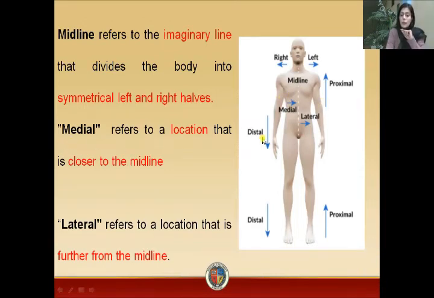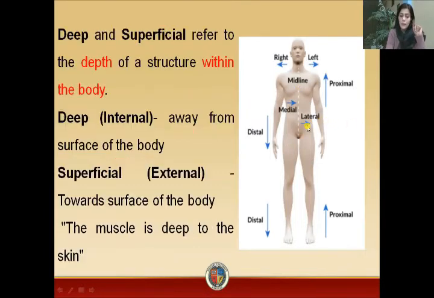Then medial: this medial is actually referring to the location that is closer to this midline. Lateral, that is away from the midline. Then deep or superficial: these are representing the depth within the body. Deep means internal, that is away from the surface of the body. Now superficial, that is external, that is close to the surface of the body. The muscles in your body are deep to the skin.